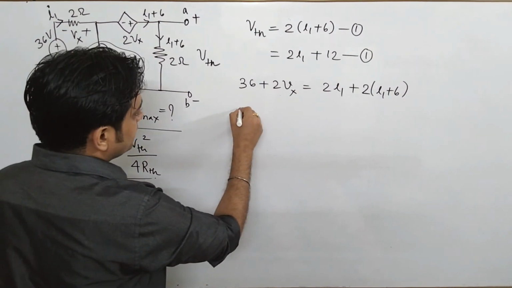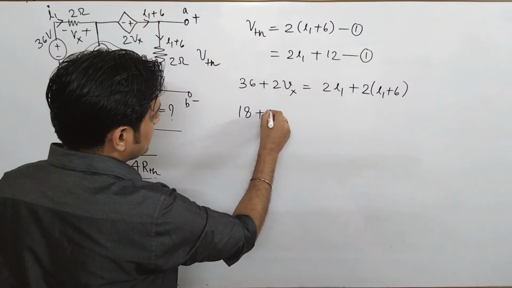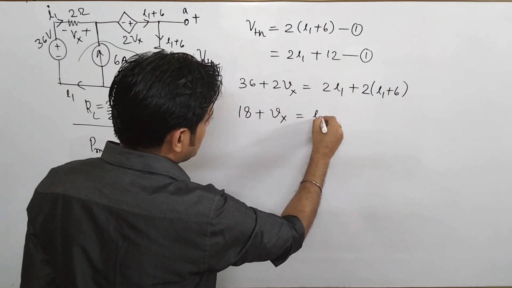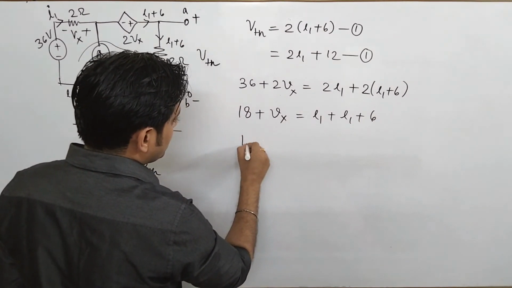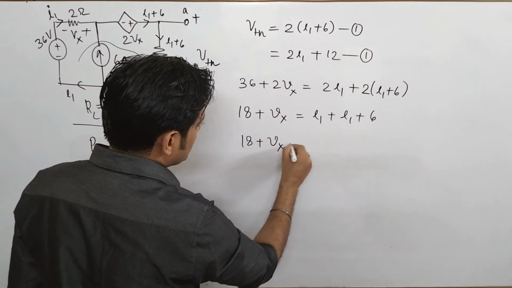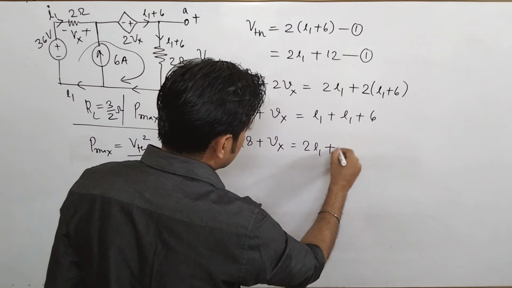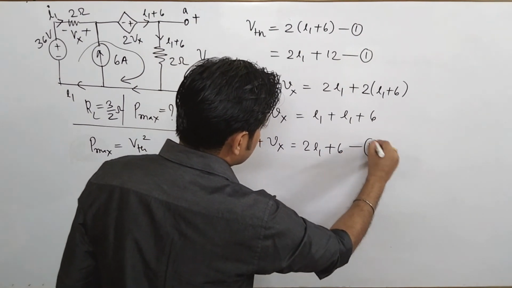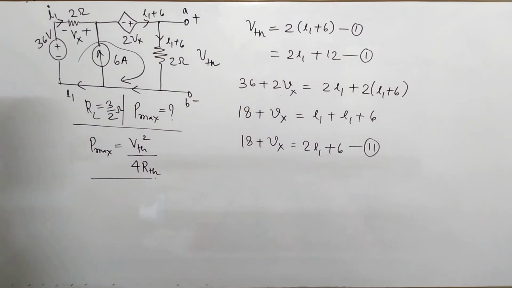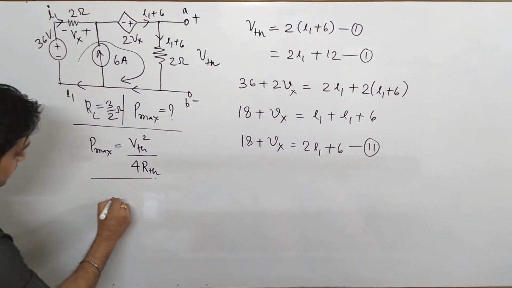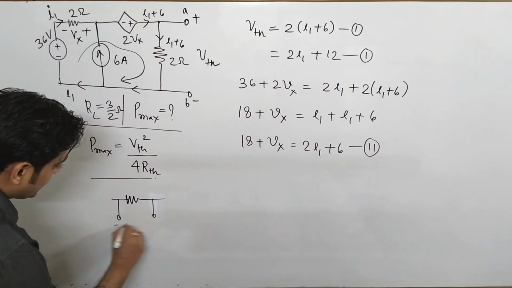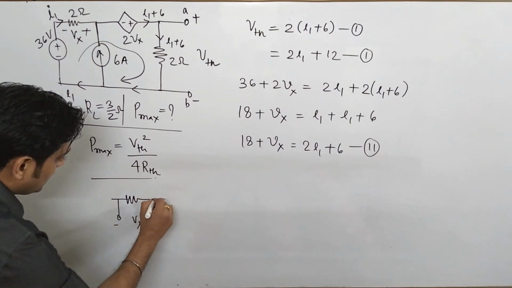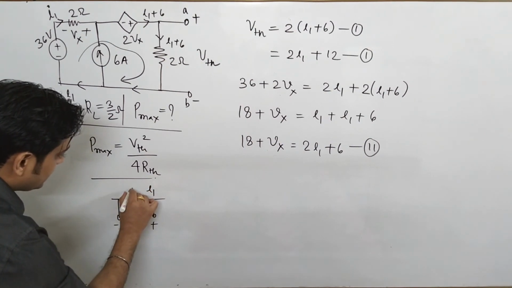So just solve it. It is 18 plus Vx is equal to I1 plus I1 plus 6. From here, 18 plus Vx comes to be twice of I1 plus 6. This is your second equation. Now you have to find the value of Vx in terms of I1. So from this, can you say this is your Vx, that is minus 2 plus Vx, and this is your current I1 and it is 2 ohm.